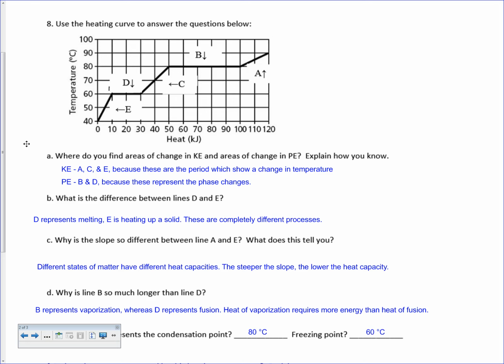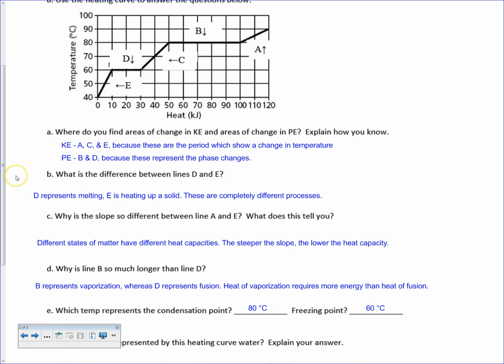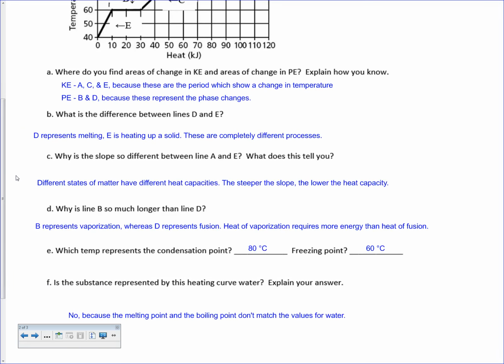Other than that, just go through that set of problems on heating curves, and I think a lot of this sort of thing you can work out. You can try and figure out what each of these sections represents, but there will be a couple of these on the test, so try not to get confused with that.